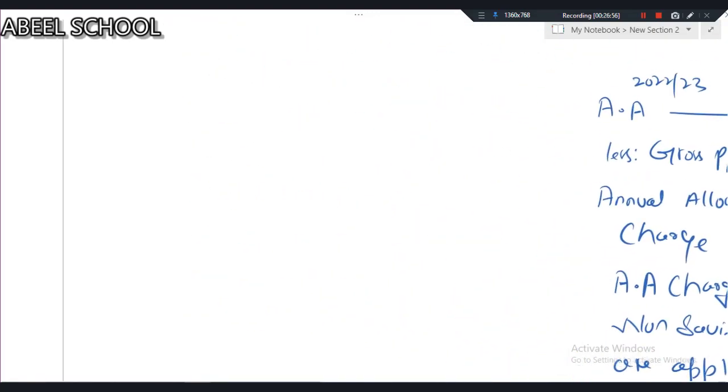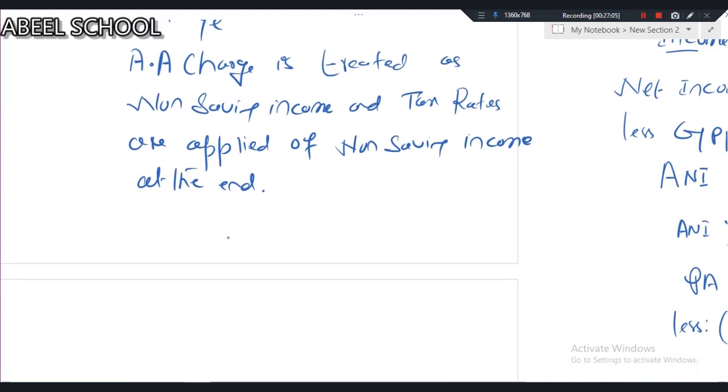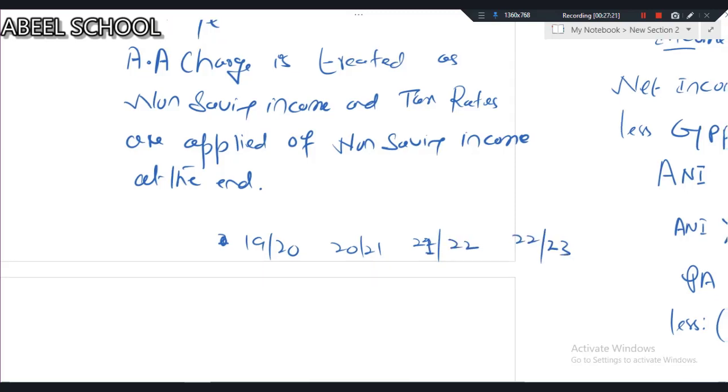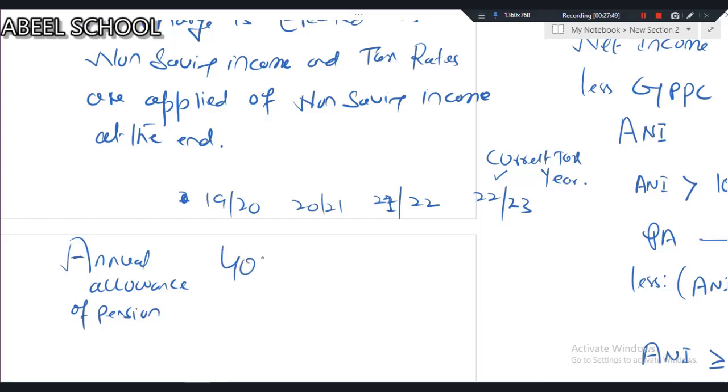Now let's see. For example, assuming the tax years are 1920, 2021, 2122, and 2223, and let's say the current tax year is 2223. I just want to explain FIFO basis. The current tax year is 2223. The annual allowance of pension is 40,000, and obviously 40,000 in each year.